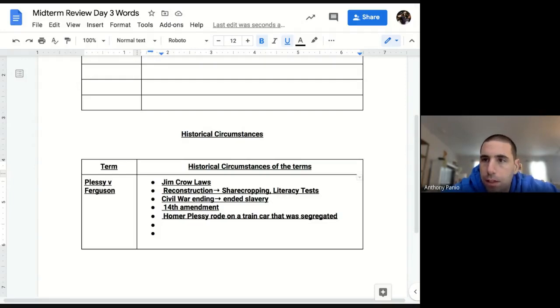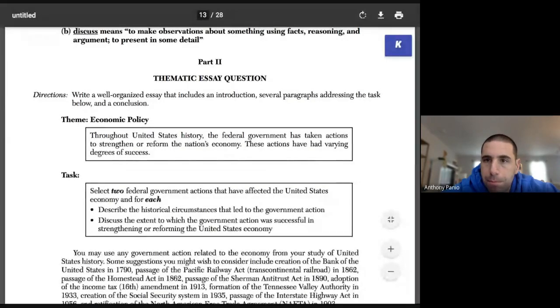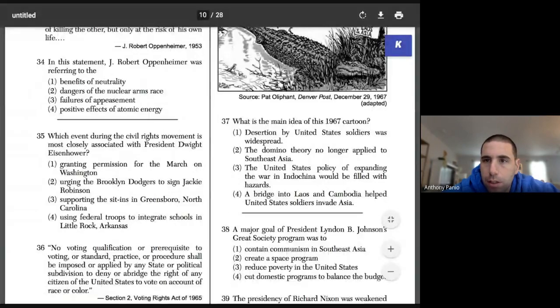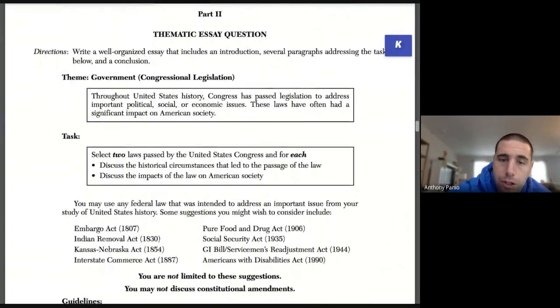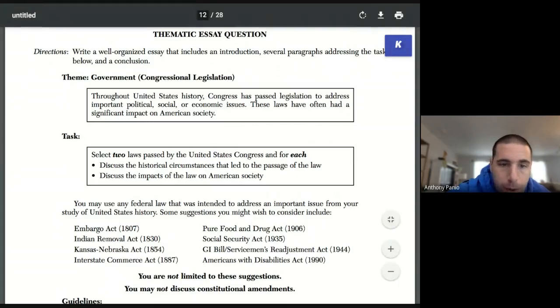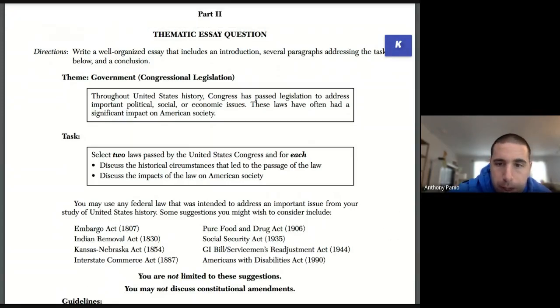So let's take a look here for this thematic essay question. Not that one, sorry. Let's look here. All right, so one of the big topics we talked about was you needed to know laws and compromises. And this is a good example of laws and compromises. All right, so I'm going to ask you the same question I asked you yesterday. Use the chat to please answer.